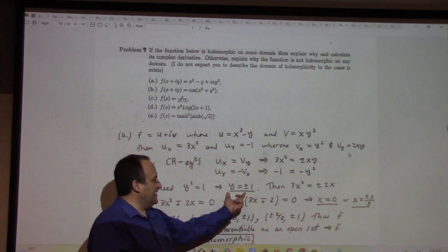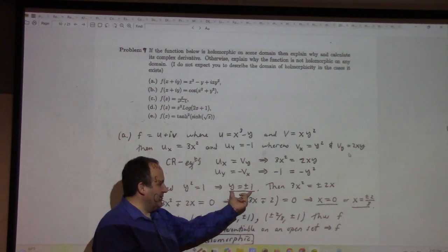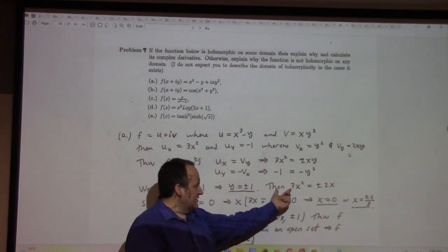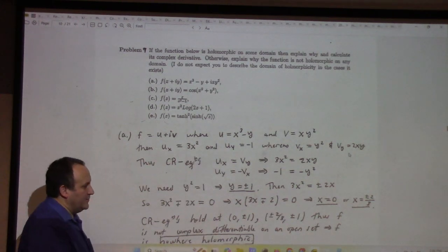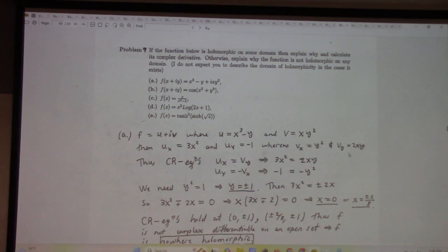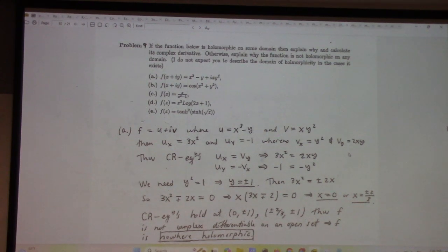So this is forced upon us by the second equation, inescapable, which means that we're up against this, which has either the solution 0 or plus or minus 2/3. So there are 4 points where the Cauchy-Riemann equations hold. So it's complex differentiable at those places and nowhere else, which means it's nowhere holomorphic because there's no open set anywhere where it's complex differentiable. So it's nowhere holomorphic.